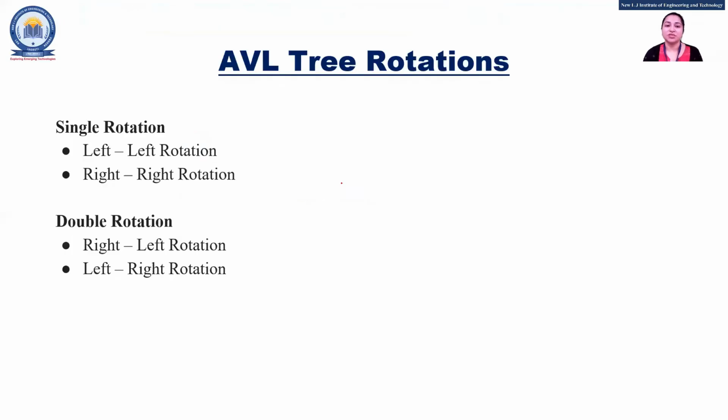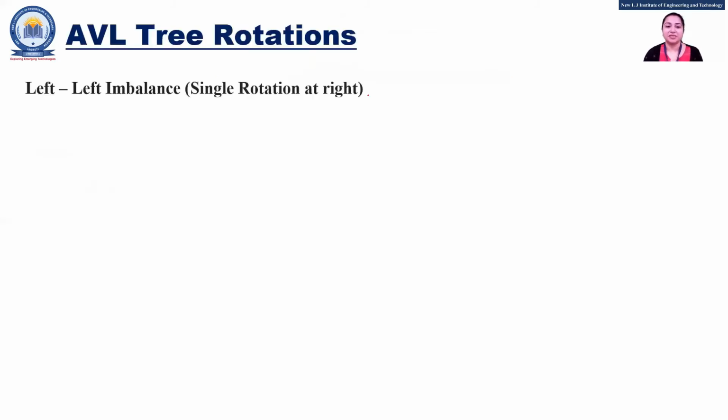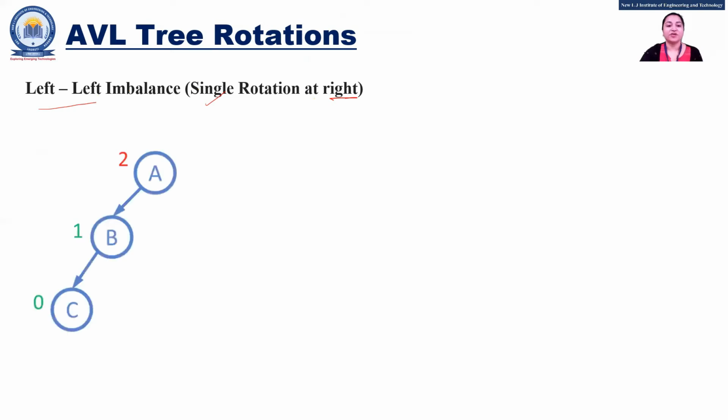There are two types of rotations in AVL search tree: single rotation and double rotation. And these are the four rotation cases in AVL tree. We will see them one by one with the help of example. So what is left-left imbalance? In case when the tree will be left heavy, it will create left-left imbalance, and in that case, we have to rotate the node at right, and that rotation will be at single node. That's why it will be called as single rotation at right. So let us see with the help of example.